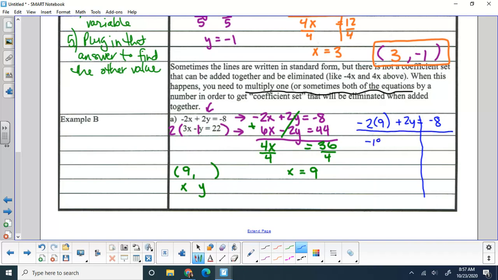Negative 2 times 9 is negative 18. Then I need to add 18 to both sides. And last, I will need to, what do? Divide by 2. And when I do that, we get a final answer of y equals 5.